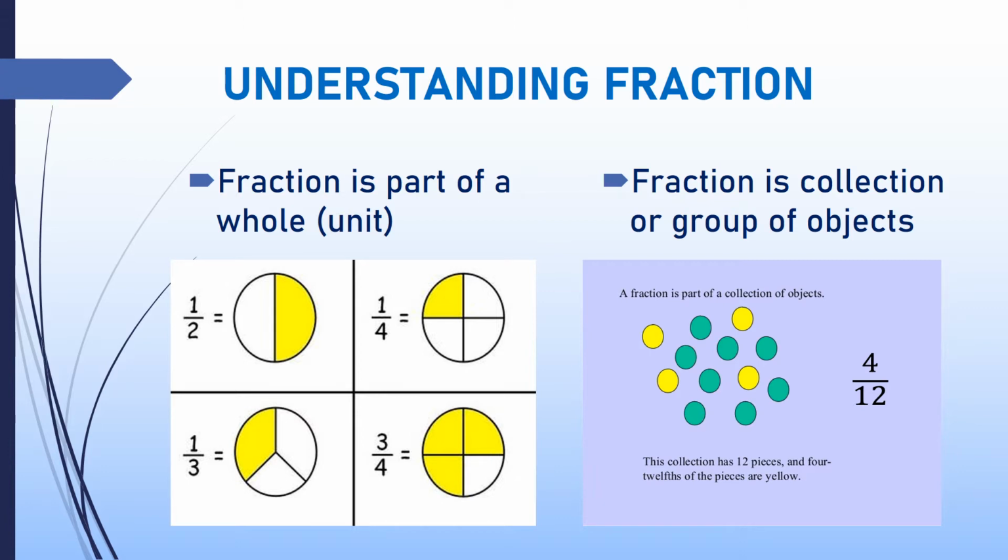Now let us take the other case. Fraction is a collection or group of objects. Here you can see a group of objects in the form of circles, and you can see yellow is only 4 parts. So the total number of circles, or objects, here is 12, and out of that you have yellow part 4. So 4 is the numerator and the total part, 12, is the denominator. The fraction can be expressed as 4 by 12.